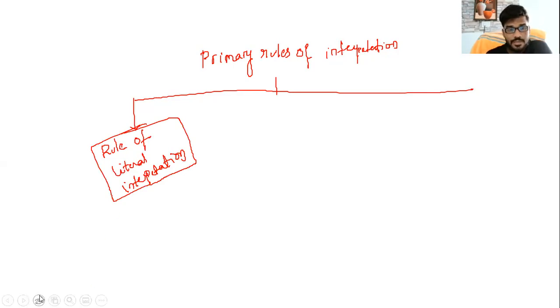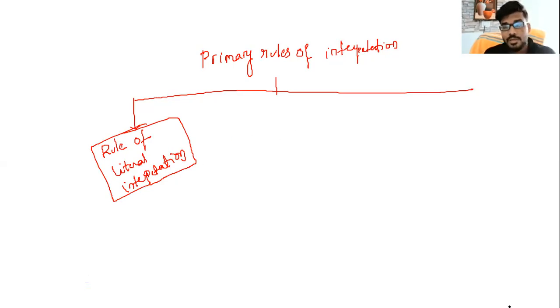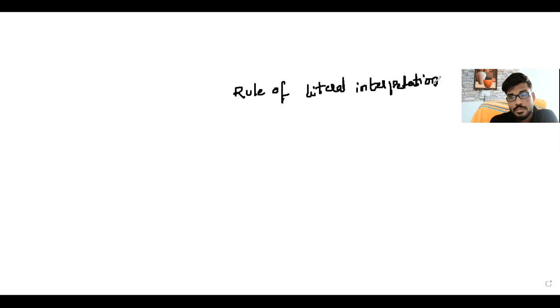So what is the rule of literal interpretation generally? What is meant by the rule of literal interpretation? Listen carefully. What is meant by literal interpretation?